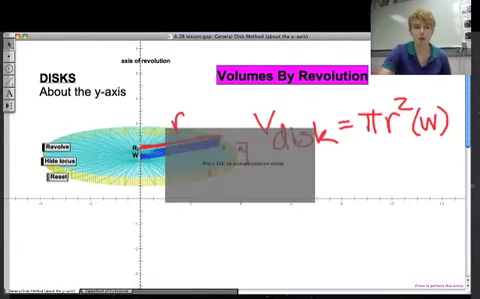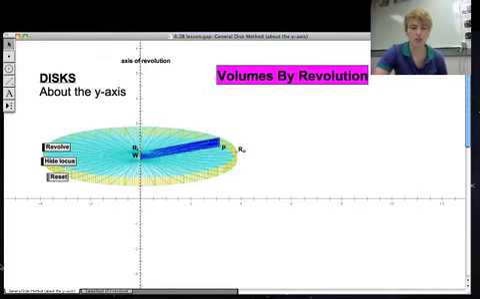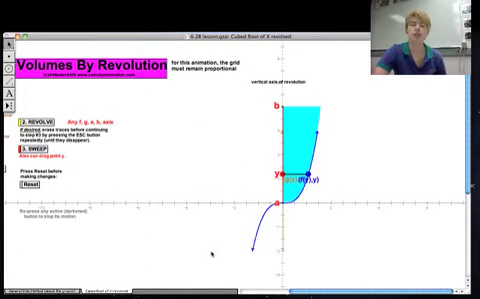So let me show you a problem. Let's cancel out of this screen here for a moment, and let's look at an actual graph. Make up a different situation here. Okay, so here's our graph. We have a y equals x cubed graph.